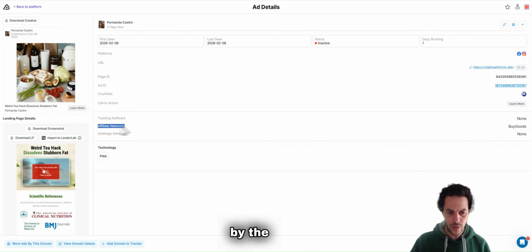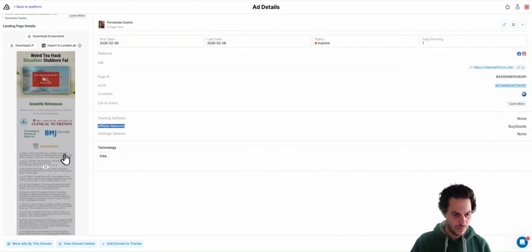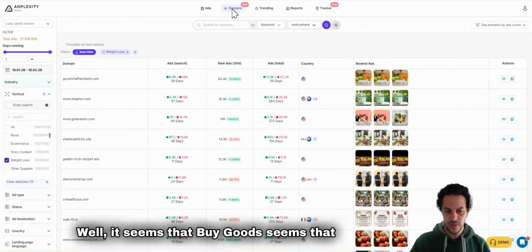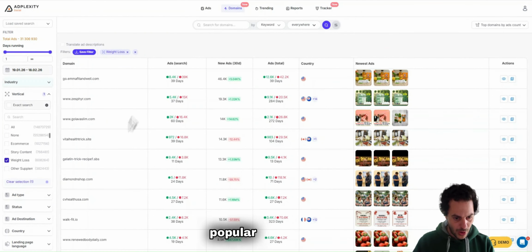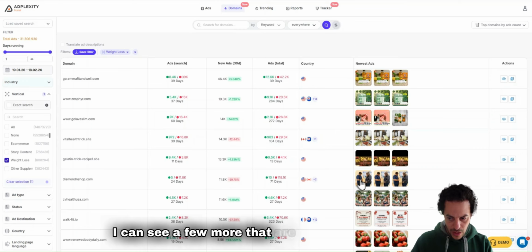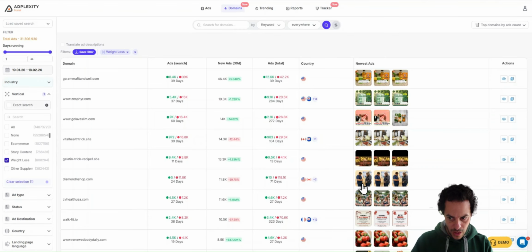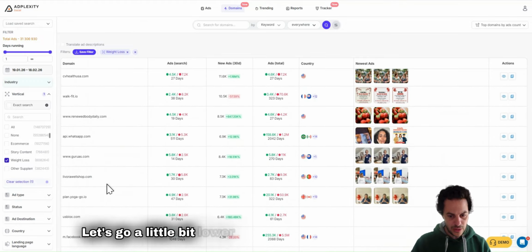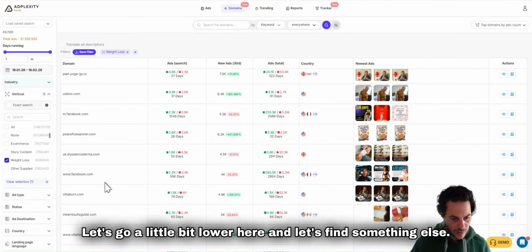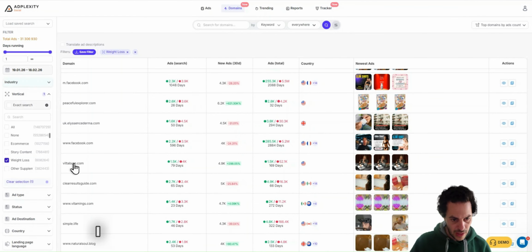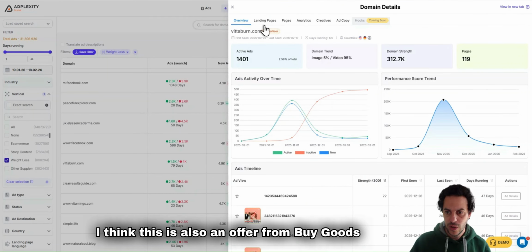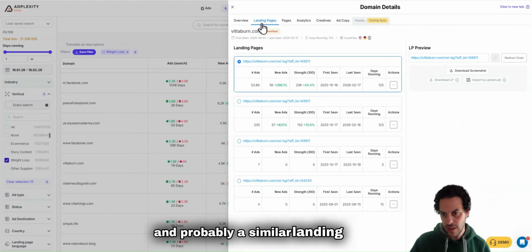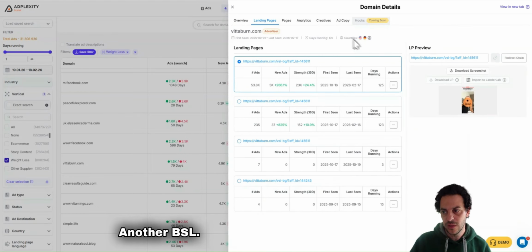Another offer from BuyGoods, by the way. Interesting. All right, so another VSL. It seems BuyGoods is quite popular right now. I can see a few more that are probably promoting maybe the health patches. Let's go a little lower here and find something else. VitaBurn, again, I think this is also an offer from BuyGoods, with 14,000. You see they're using the same creative and probably a similar landing page. Let's take a look. Another VSL.